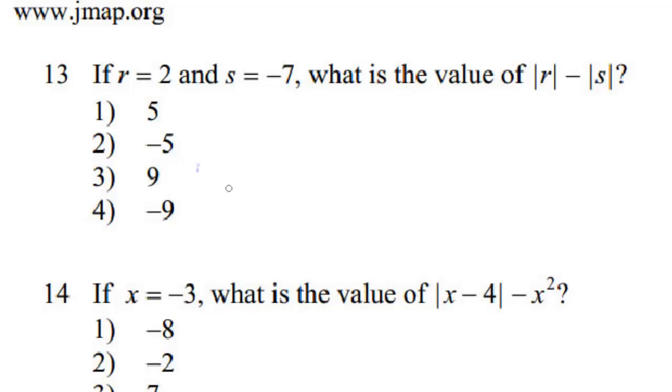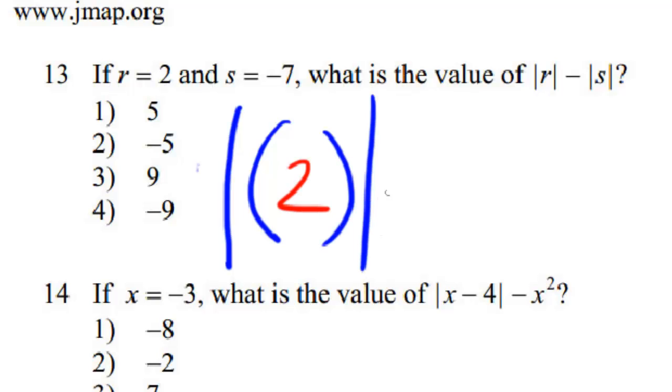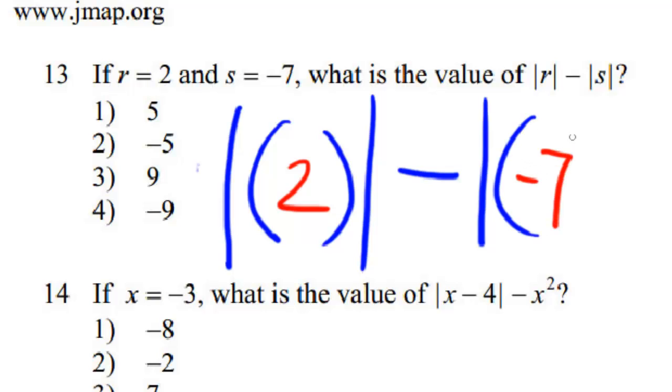So to start, we're going to be rewriting this and then substituting the variables in for the values 2 and -7. To start, I'm going to write the absolute value sign and then an open parentheses. And then on the inside, instead of r, I'm going to write 2, close parentheses, close absolute value sign, minus absolute value sign, open parentheses. And then instead of s, -7, close parentheses, close absolute value sign.